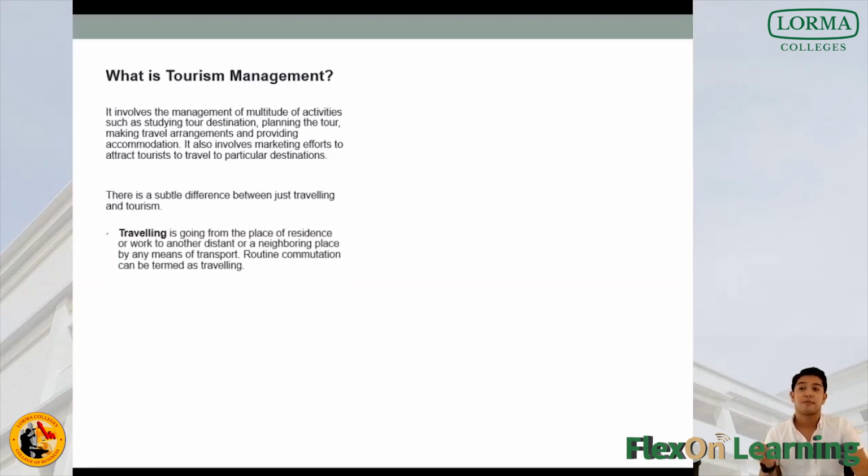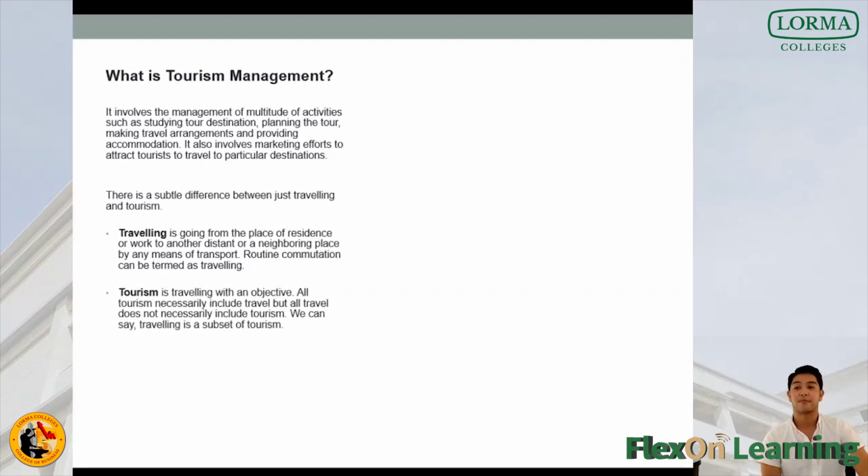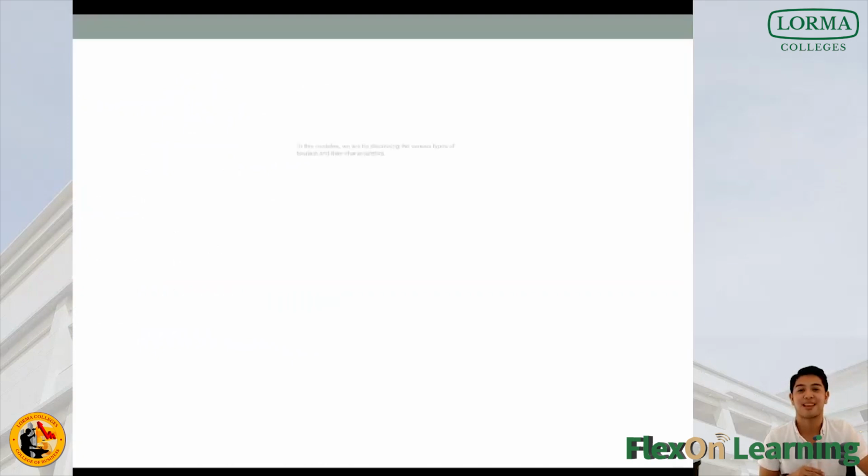Traveling is going from the place of residence or work to another distant or neighboring place by any means of transport. Routine commuting can be termed as traveling. While tourism is traveling with an objective. All tourism necessarily includes travel, but all travel does not necessarily include tourism. We can say traveling is a subset of tourism. One similarity between travel and tourism is they both are temporary movements.